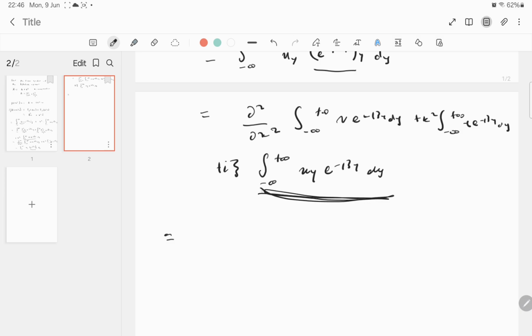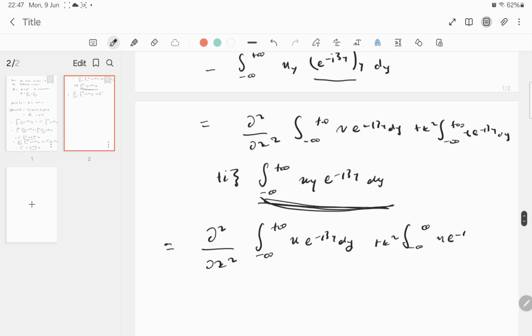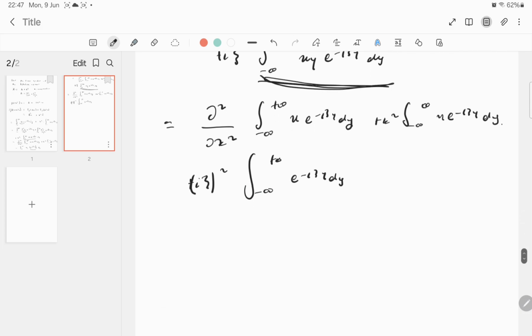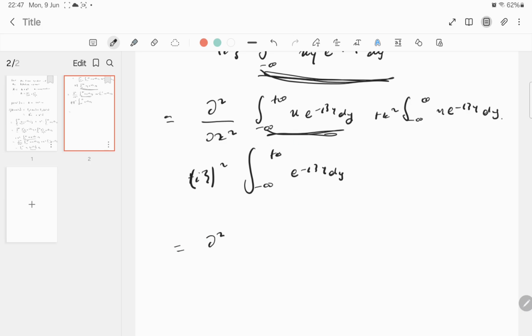Now I can do integration by parts again here. I'm going to have a minus with a minus because the derivative moves to the other function, plus i xi squared, integral from minus infinity to infinity of u e to the minus i xi y dy. This is u hat, plus k squared u hat. I xi squared, i to the power of 2 is minus 1, so minus xi squared of u hat.